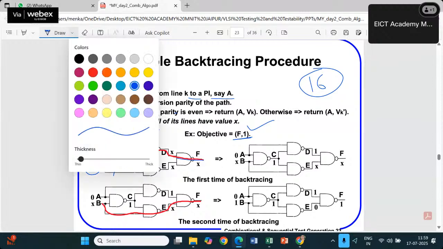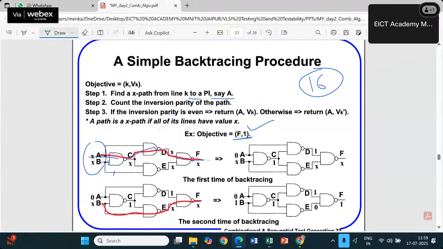Let me explain. So this is another path. This is another path you can take. So these are the possibilities of paths. So there are a total of 3 paths: 1, 2, 3. Since you are setting any one of the primary inputs at one time, you can take any one of these paths available.